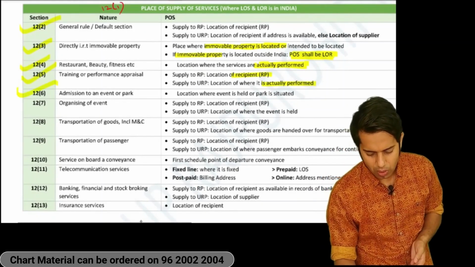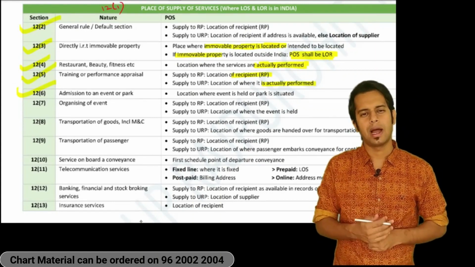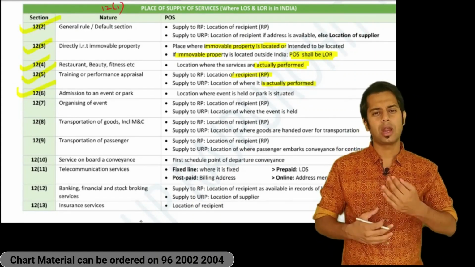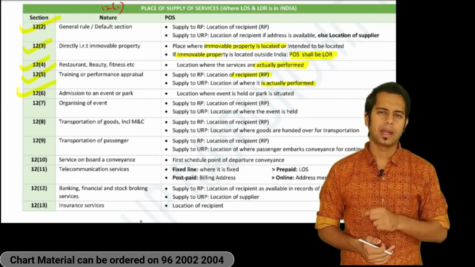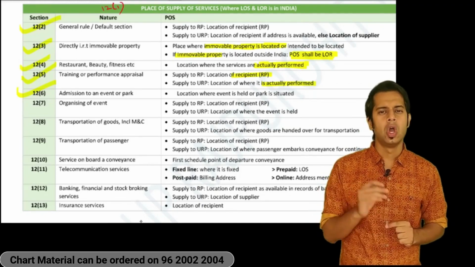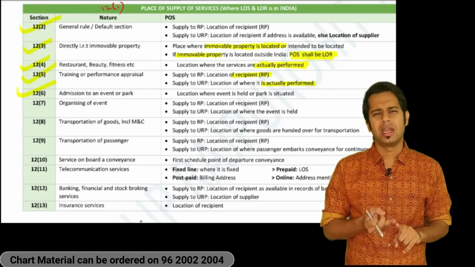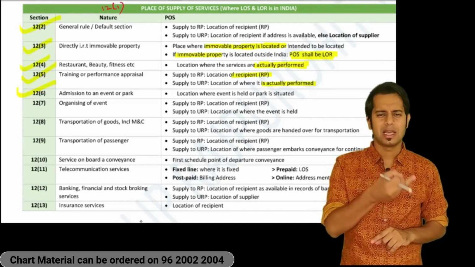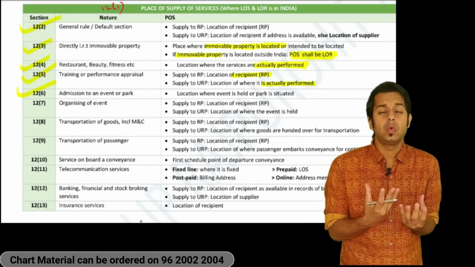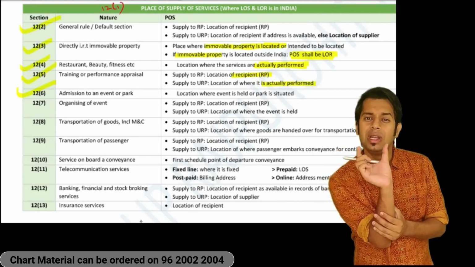Then, sir, what about admission to an event or a park? I am getting admitted to an event, or I am going to an amusement park. In case you are going to an event or a park, the event can be any type of event, circus or any sporting event, that is IPL, etc. Admission means I am talking about only the ticket price.